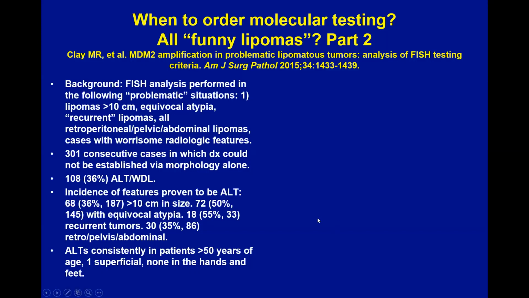If you looked at recurrent tumors, it turned out that 33 of this group were actually recurrent tumors. More than half of those were ALTs. And if you looked at the retroperitoneal, pelvis, and abdominal group, again, about a third of that group represented ALTs. Another important point, among the atypical lipomatous tumors, they were consistently in patients greater than 50 years of age. There was only one example that was superficial subcutaneous in origin, and none of them involved the hands and the feet. None of them were acral.